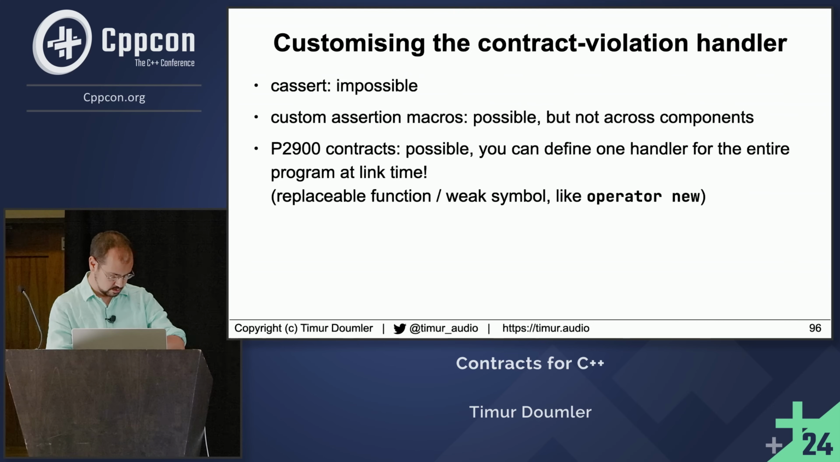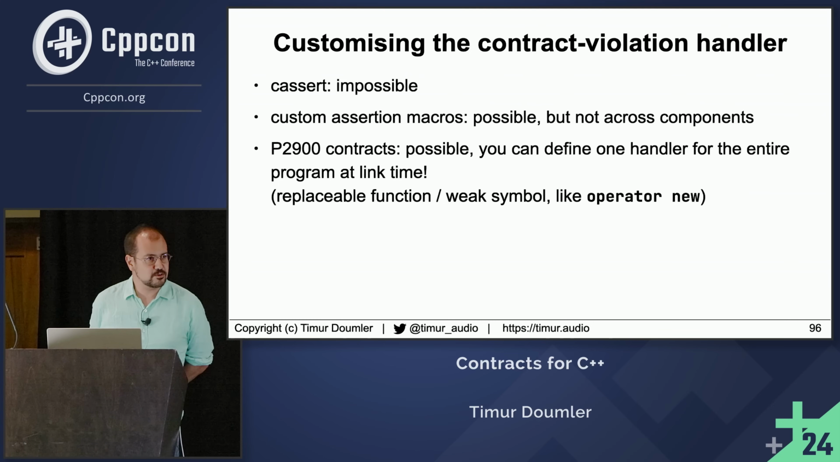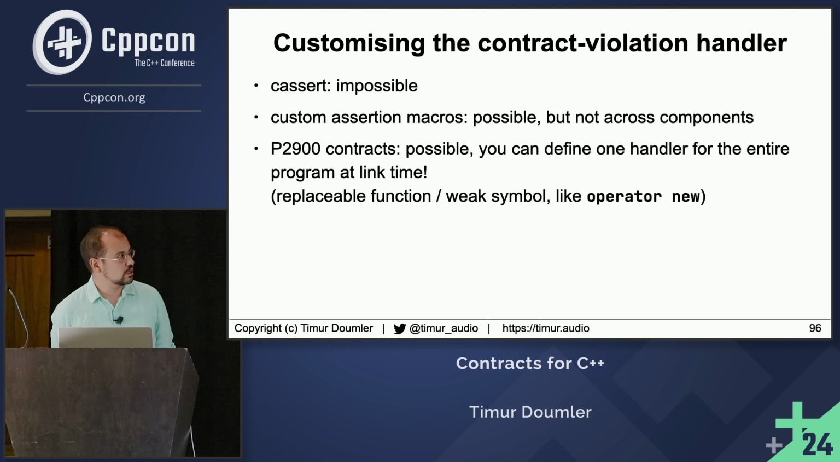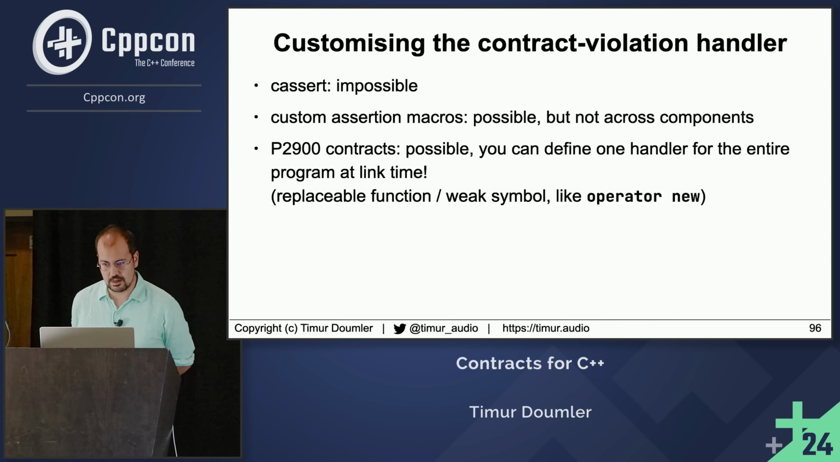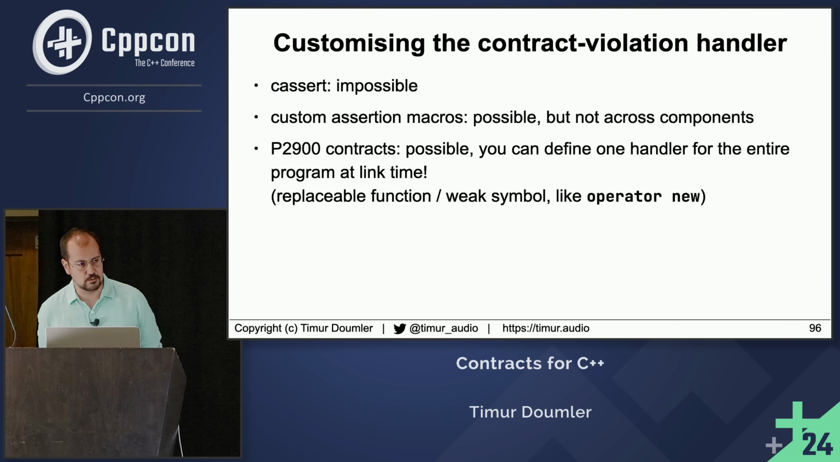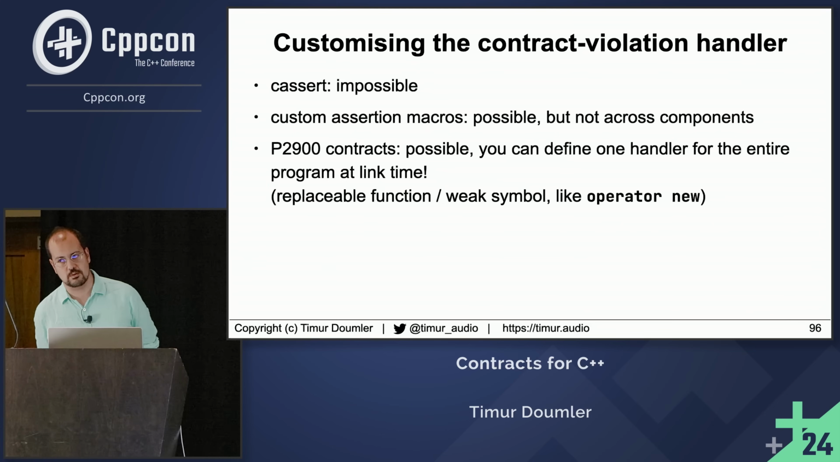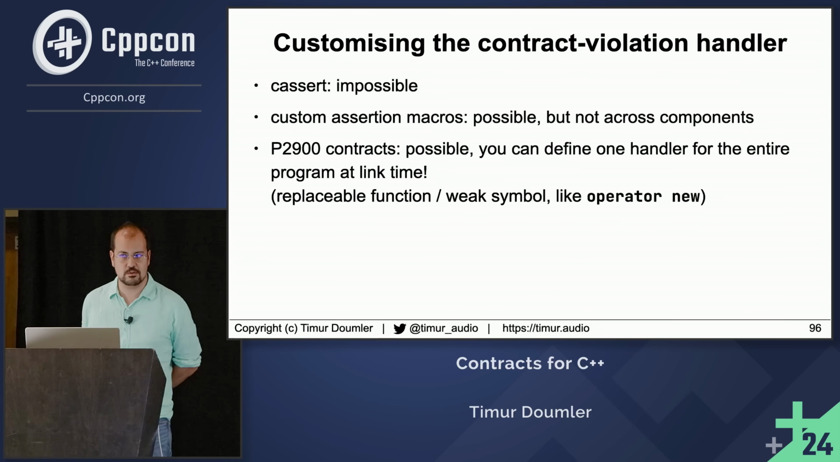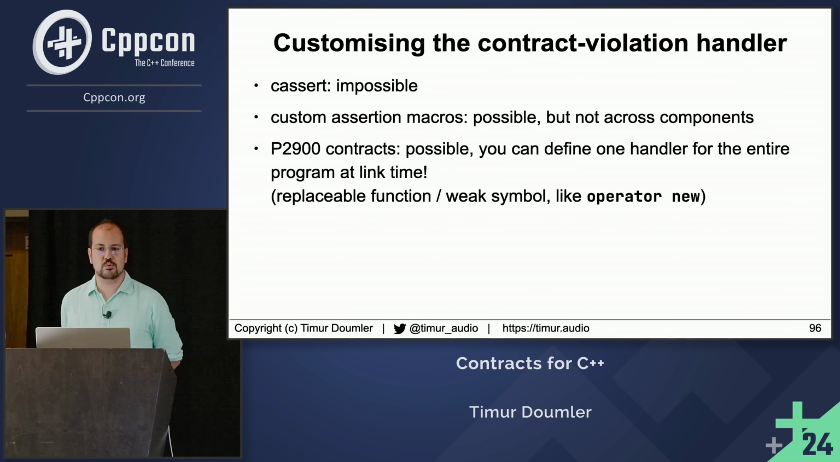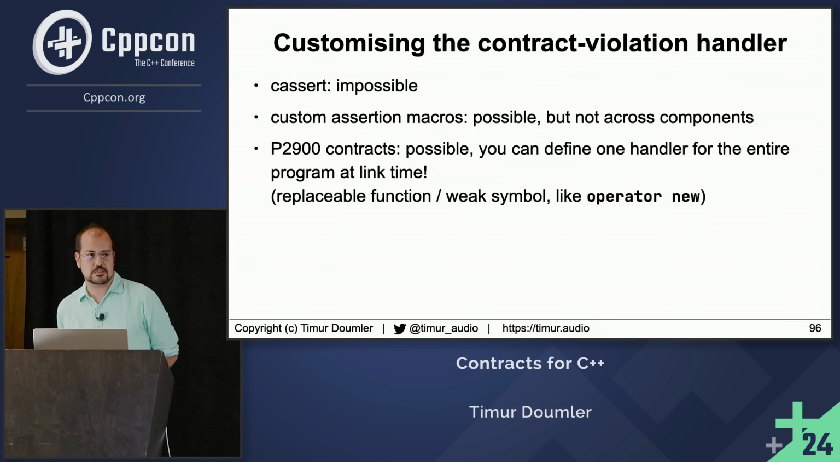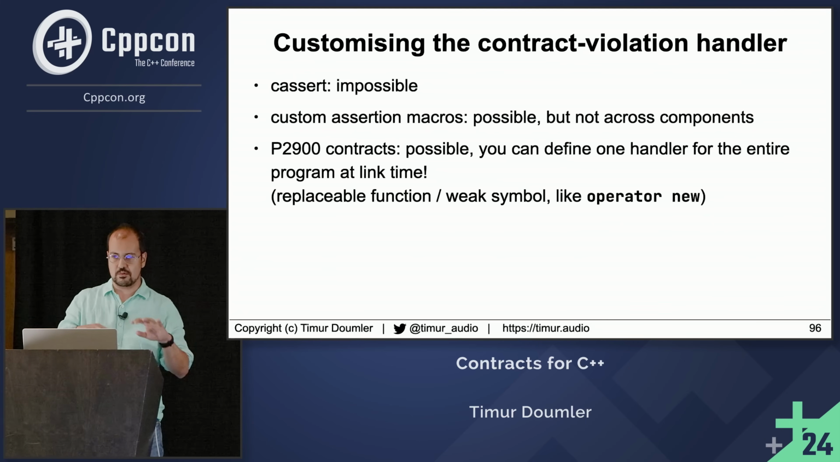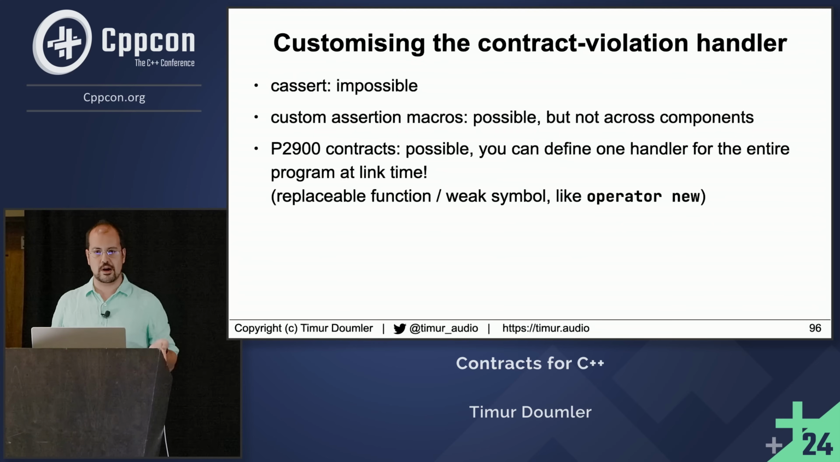So if you have your own custom assertion macro, you can define it in whichever way you want. You can do whatever you want. You can control it with whatever flags you want to define. That's all fine. But the problem with that is that it doesn't work across different components, right? So one library might define their own assertion macros, and you're using another library like Boost or whatever, and it has different assertion macros. And there's not really any way to handle them all program-wide in the same way.